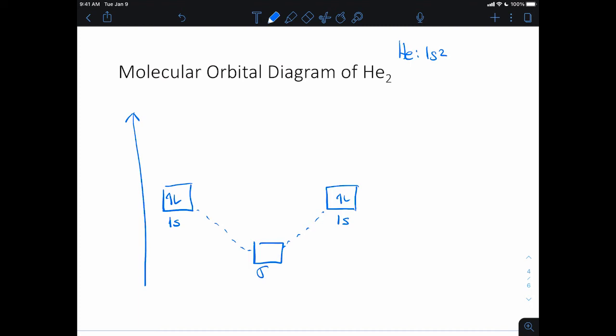Take my sigma 1s, my bonding molecular orbital, and my sigma 1s star, my antibonding molecular orbital. Now I've got 1, 2, 3, 4 electrons. Let's calculate the bond order. 1/2 times 2 in bonding minus 2 in antibonding. Oh, this is 0. So this one's unstable. So helium-2 does not exist.